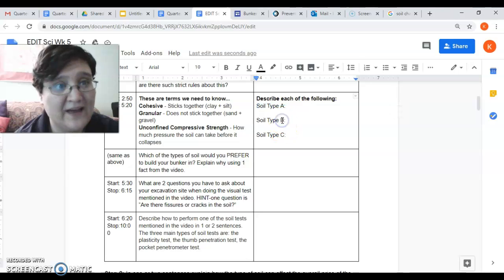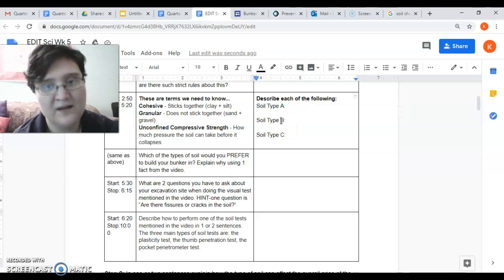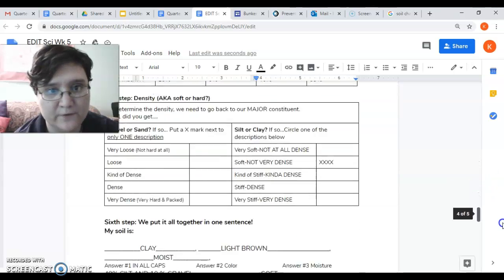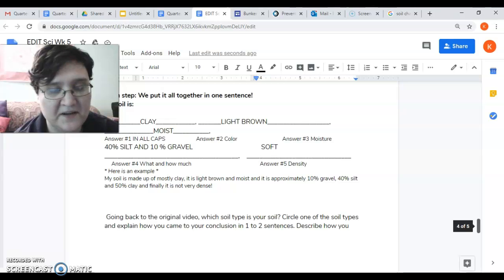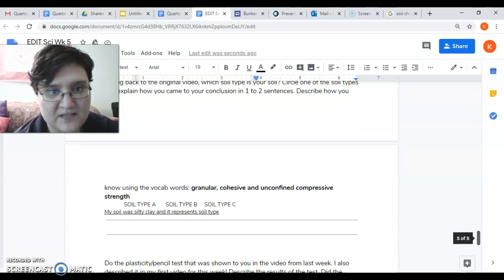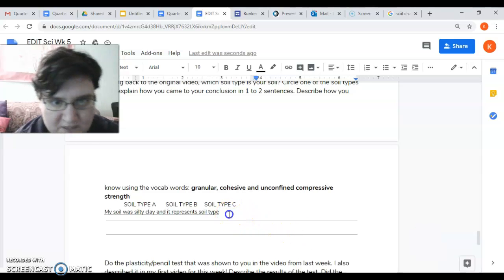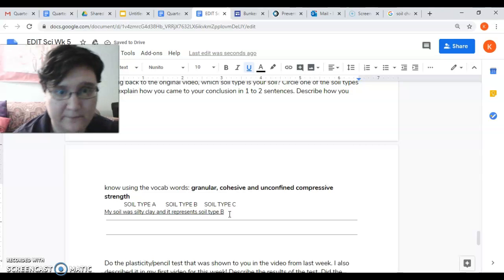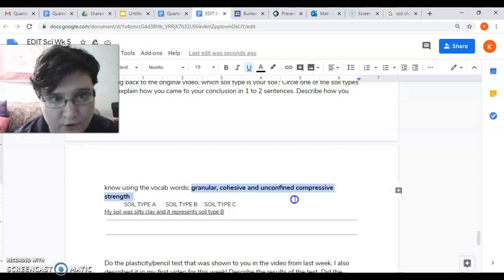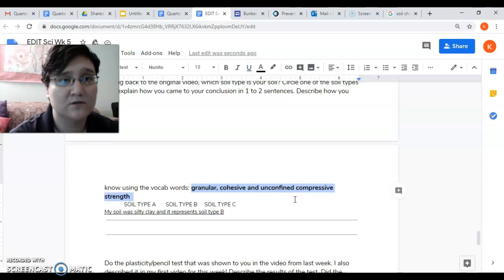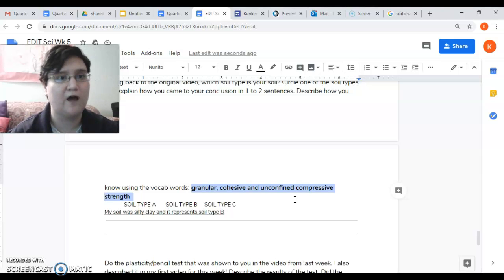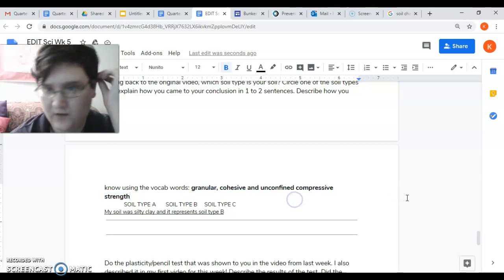Based off the fact that we have clay and it held a ball, that tells me I'm dealing with soil type B. So what we're going to say down here, and again, yours might be a little bit different, folks, yours is not necessarily the same as mine, is: my soil was silty clay, and it represents soil type B. Then I'm going to explain why it's soil type B using these three words. You can use your notes, the assignment you did last week, to use these words to describe the soil type that you have. I'm not going to finish that. I want you to finish that on your own.